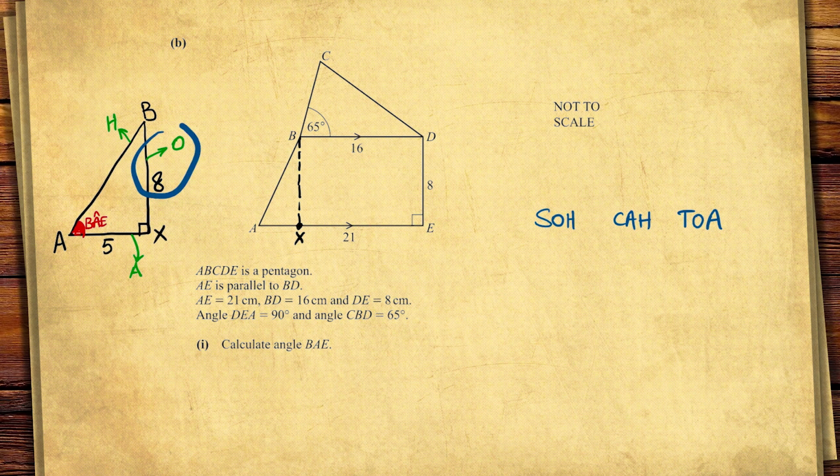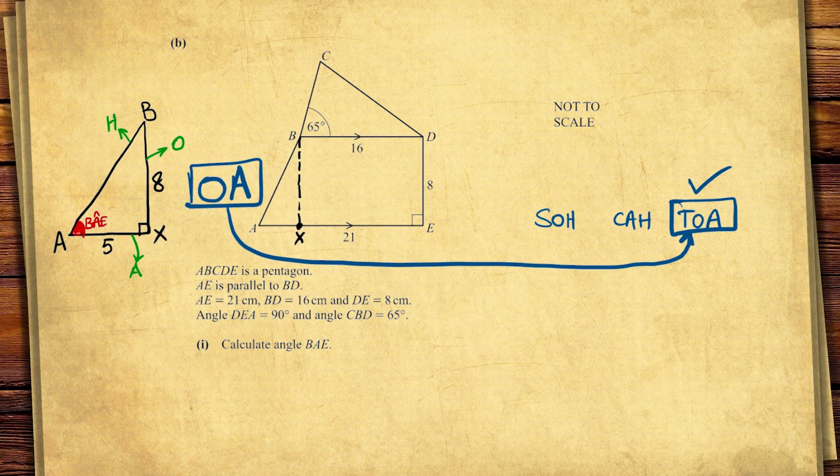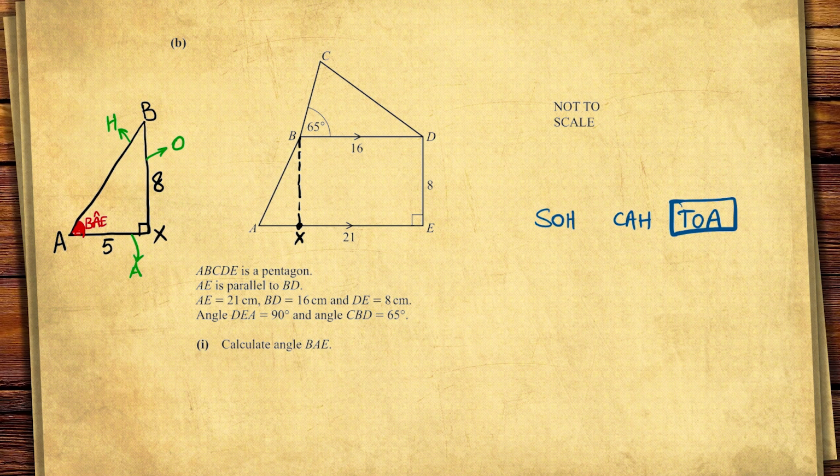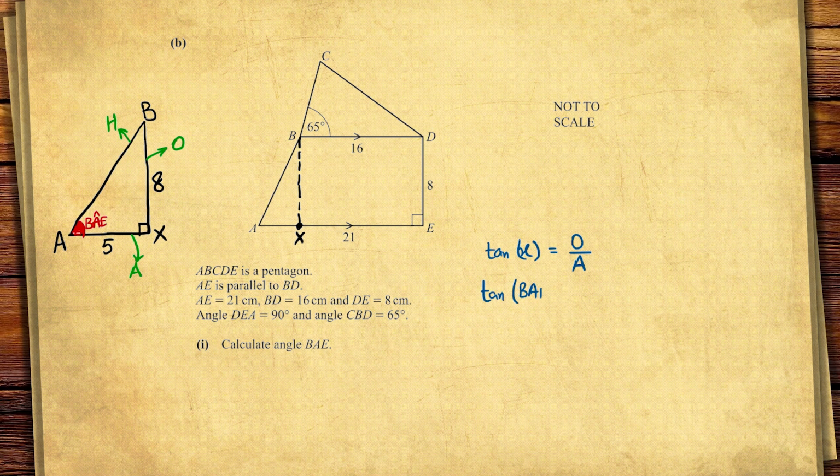Now we know the length of the opposite side O and we know the length of the adjacent side A. So we know O and A. From SOHCAHTOA we see that O and A come together in TOA, tan ratio. So we need to apply the tan ratio. Now tan of any angle X is equal to O opposite divided by A adjacent. Now the tan of our angle BAE will be equal to the opposite side, that is 8, divided by the adjacent side, that is 5.